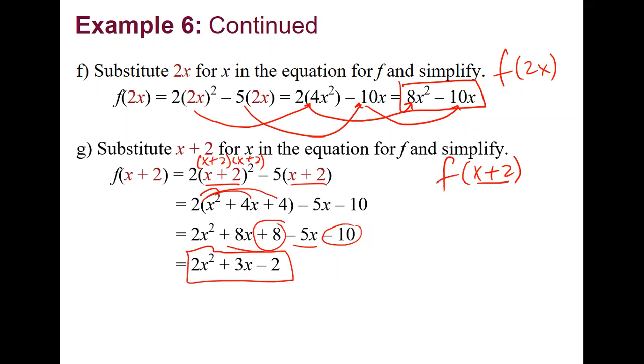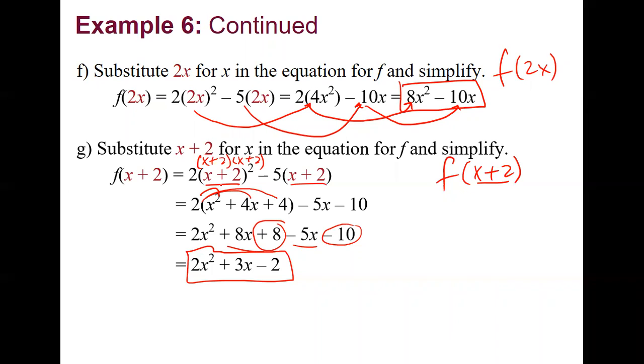Okay, it's about following your order of operations and the rules that you already know. So again, do not distribute because this is an operation taking place. That means you have 2 binomials being multiplied. So we would FOIL, then distribute, then combine like terms.